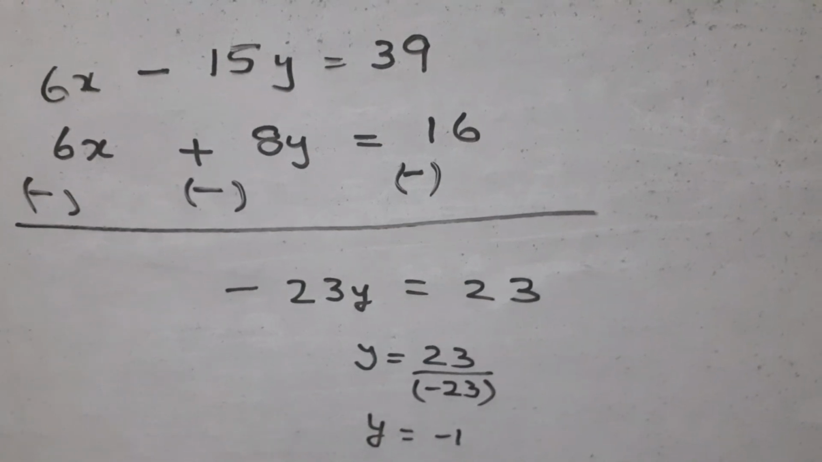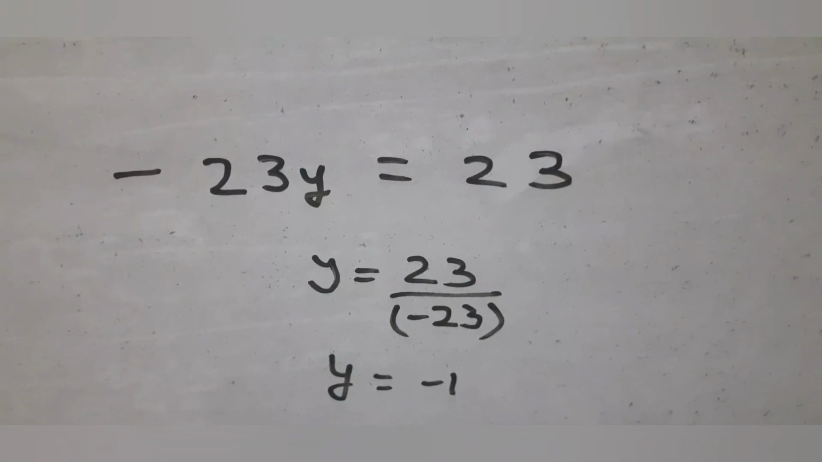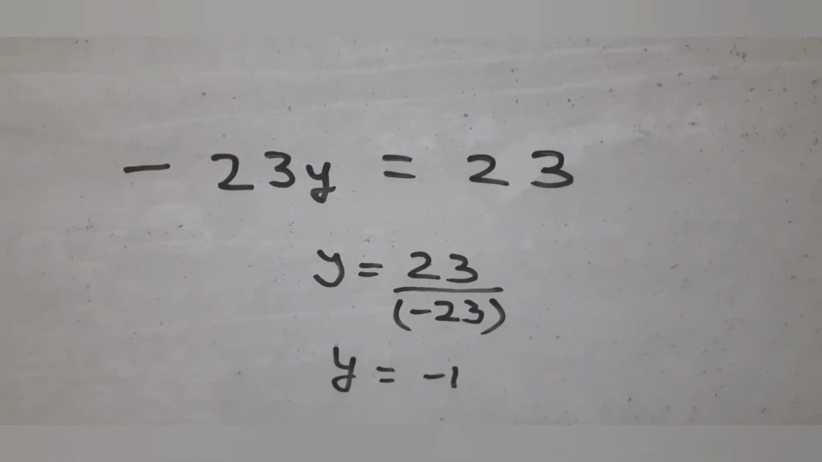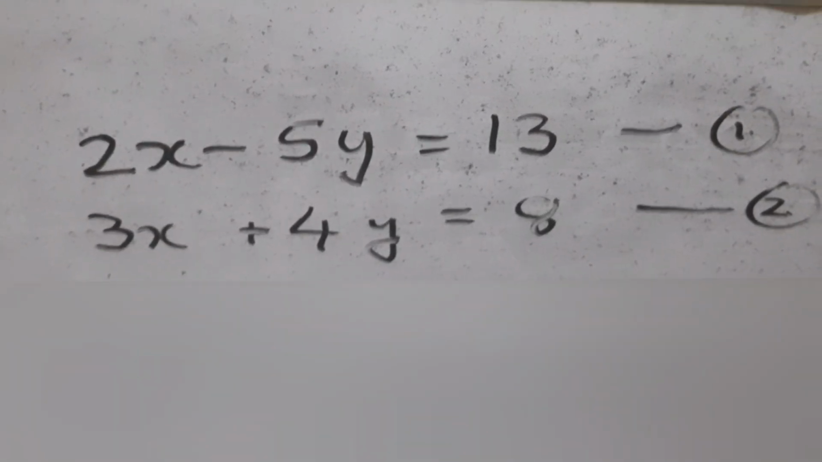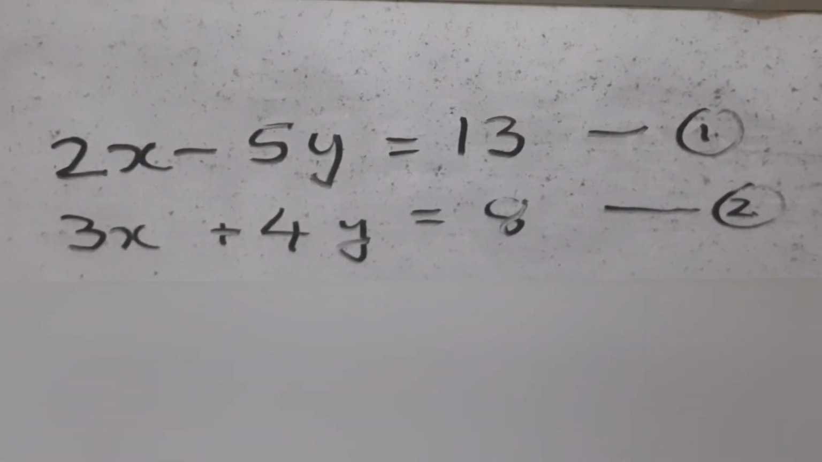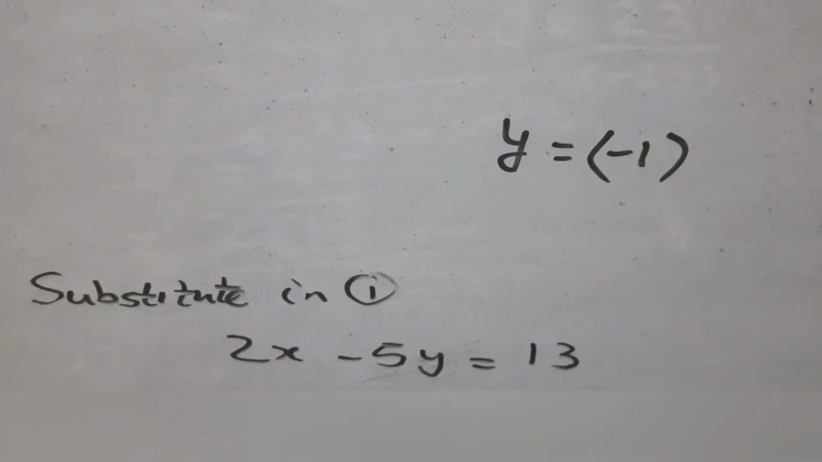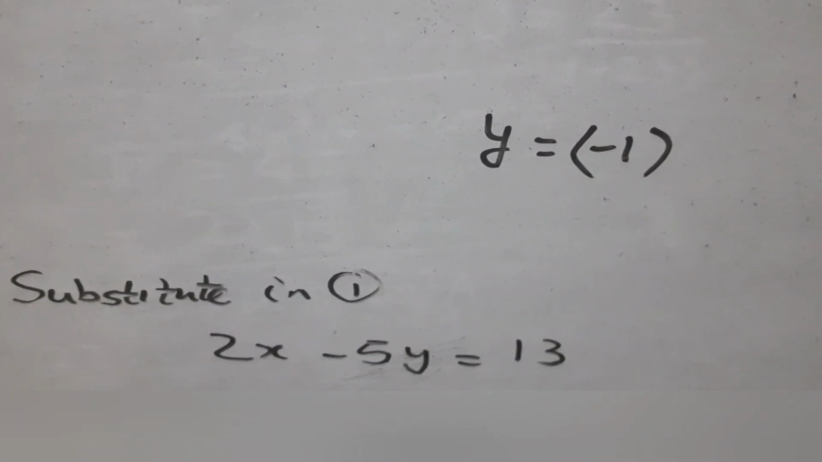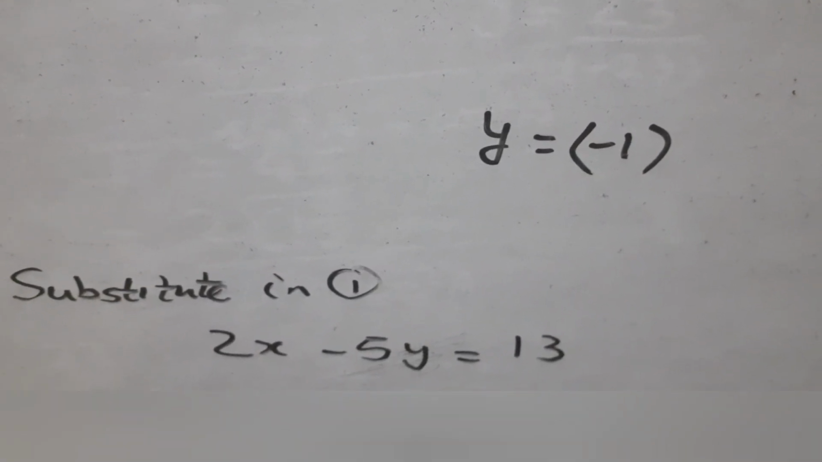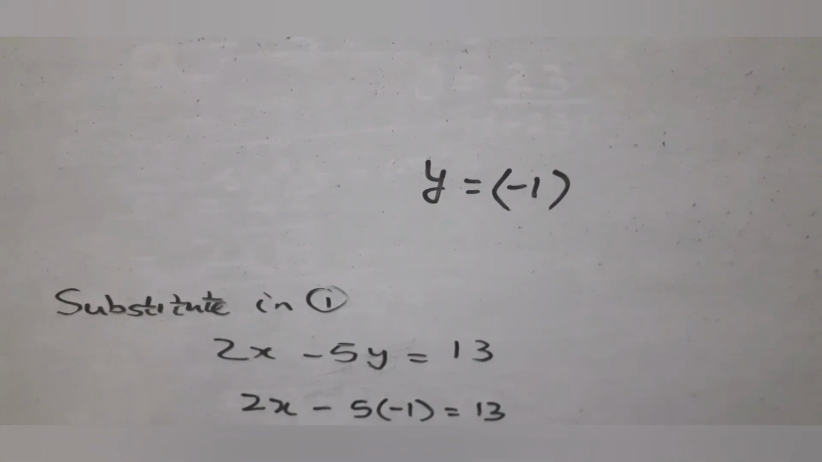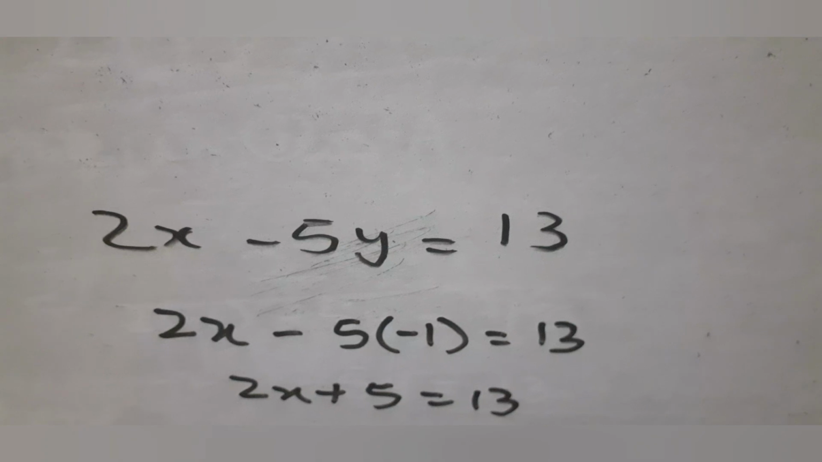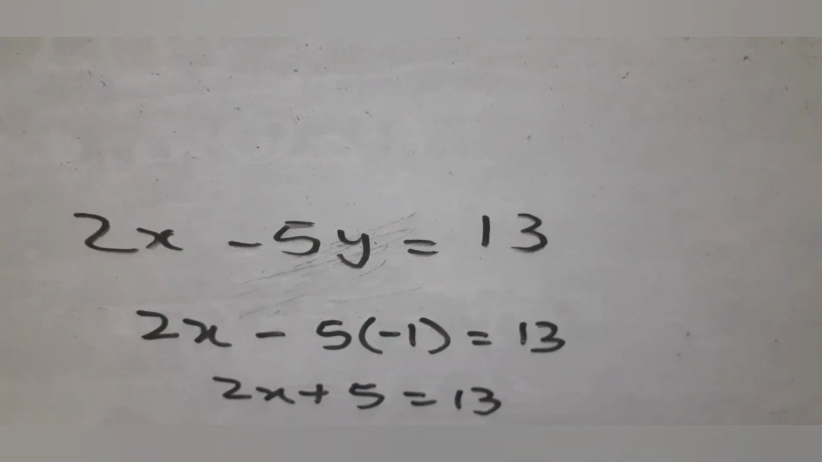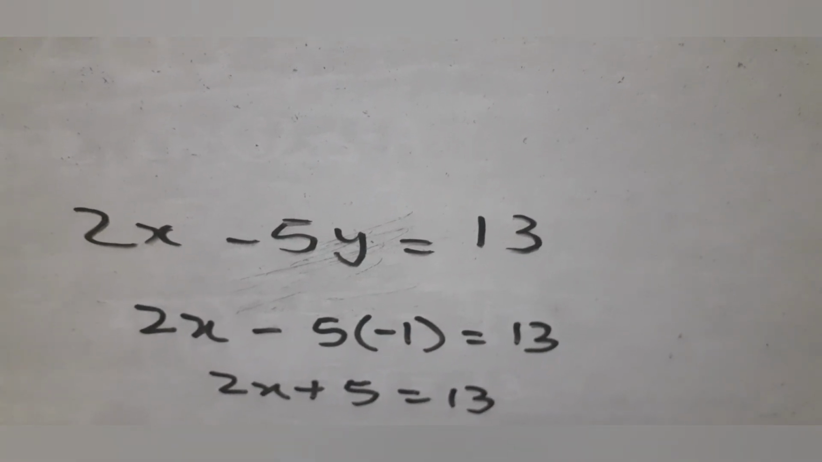Now we use y equal to minus 1 to solve for x. Substitute y equal to minus 1 in either of the equations. Here I am substituting it in equation 1. We get 2x minus 5 times minus 1 equal to 13, or 2x plus 5 equal to 13. Solving, we get x equal to 4.